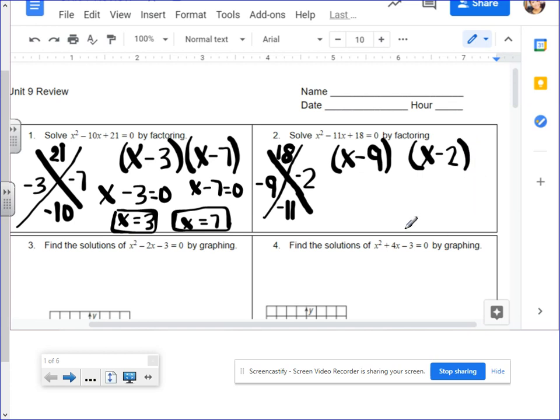You set those equal to 0 and solve. I'm going to actually skip that because I know my answers are going to be x equals 9 and x equals 2. And I'm done.